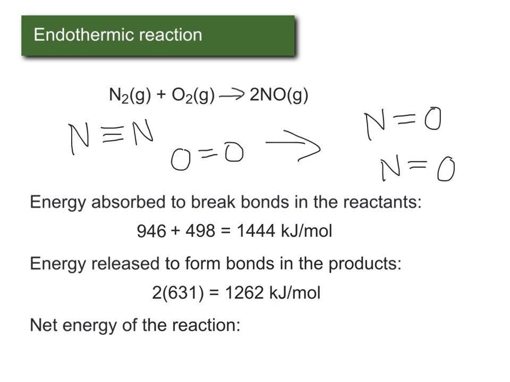So our net energy for this reaction is going to be energy absorbed because our energy absorbed is bigger than our energy released. And so we're still going to subtract the two. If we subtract them, we get 182 kilojoules per mole. And in this case, it's going to be of energy absorbed instead of energy released. That is because this is an endothermic reaction and it takes more energy to break the bonds than we get back when we reform bonds in the product.